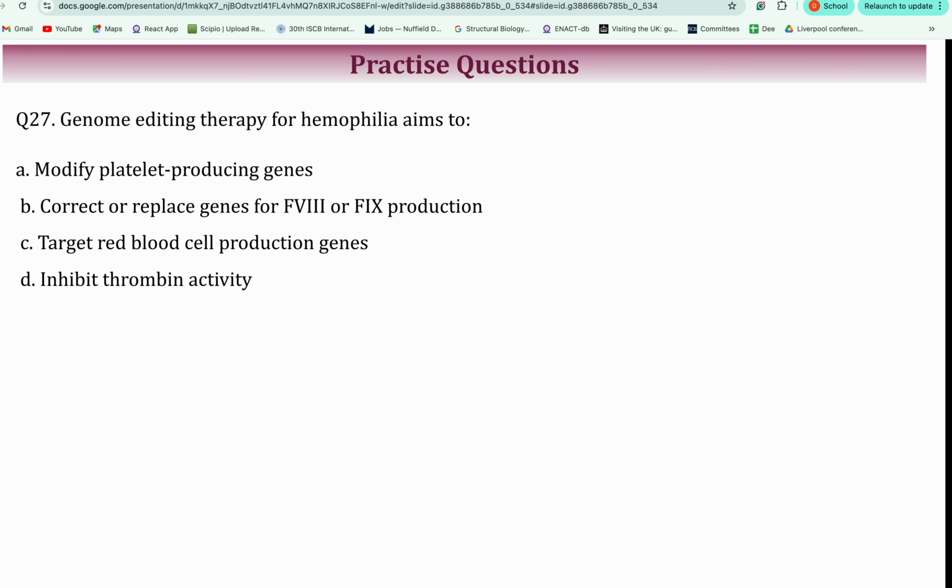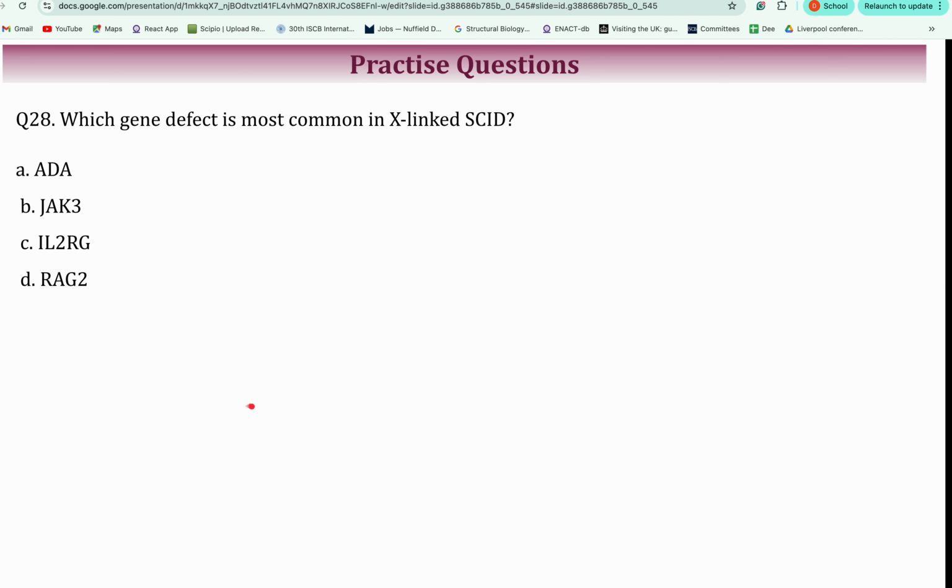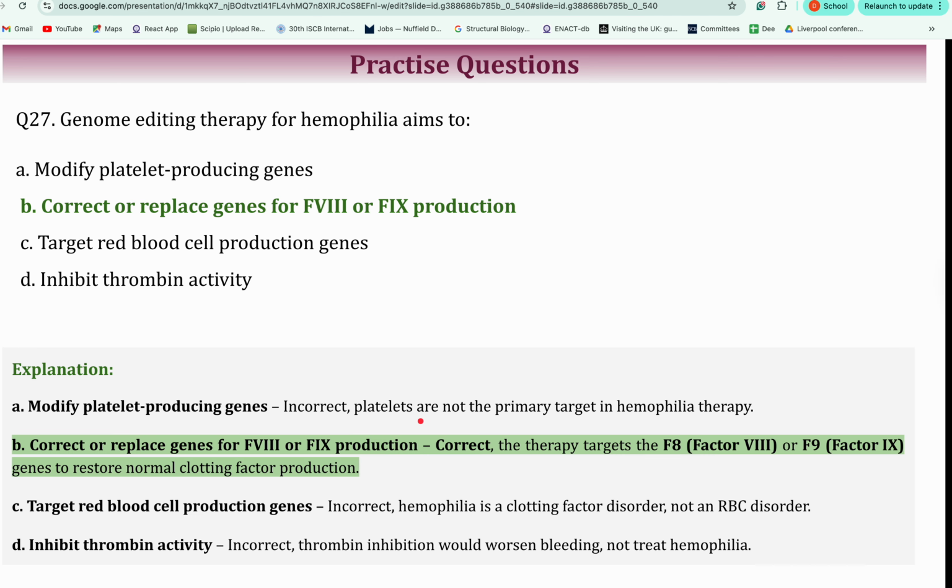Okay, so let's see. So the right answer is option B. That is correct or replace the genes for factor 8 and factor 9 production because we know that factor 8 leads to hemophilia A and factor 9 leads to hemophilia B. So if we can correct them, then we can treat hemophilia. And this comes under the genome editing therapy because we are editing these genes. Option A was modifying the platelet producing genes. So we have previously also discussed that the platelets are not the primary targets in hemophilia therapy.